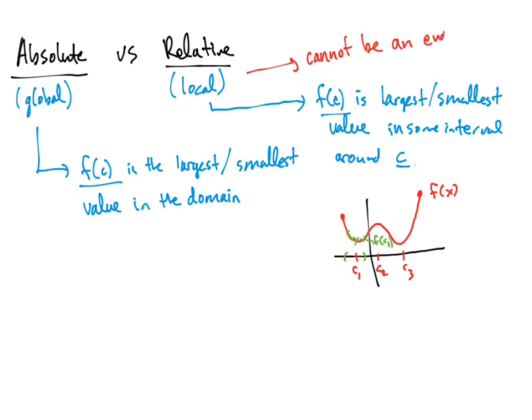An endpoint of the interval. Because if it's the endpoint, we don't know if, beyond that endpoint of the interval, the given value, the c value in this case, is actually smaller than everything else in the interval.